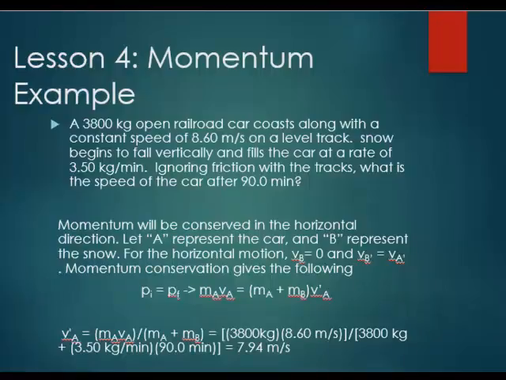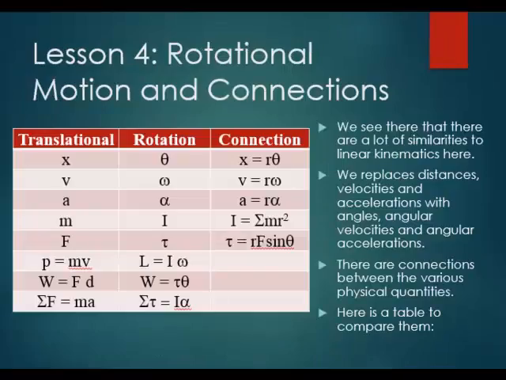So now we get to rotational motion and then how it connects to linear motion. Again, we see there are a lot of similarities to linear kinematics here. We replace distances, velocities, and accelerations with angles, angular velocities, and angular accelerations. There are also connections between the two physical quantities, and here's a table to compare them. So we have translational, rotational, and a connection between them.